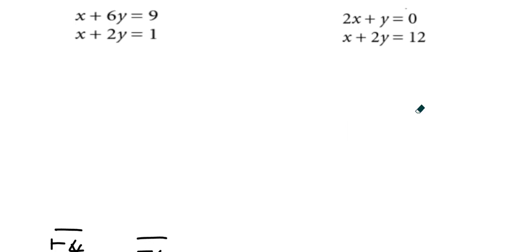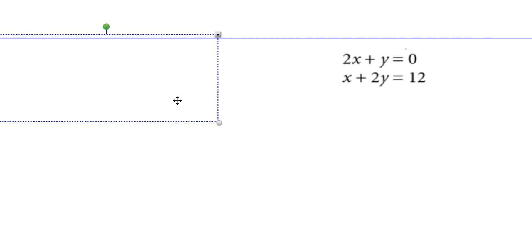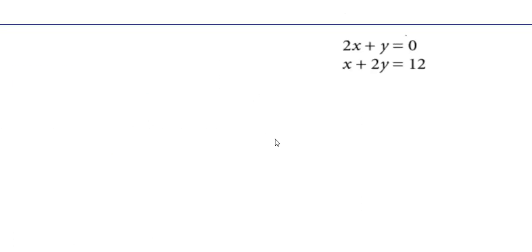Then let me go to this question here. My students may get confused here, so what I do is block this, block that. Okay, so now we have 2x plus y equals 0, and x plus 2y equals 12.